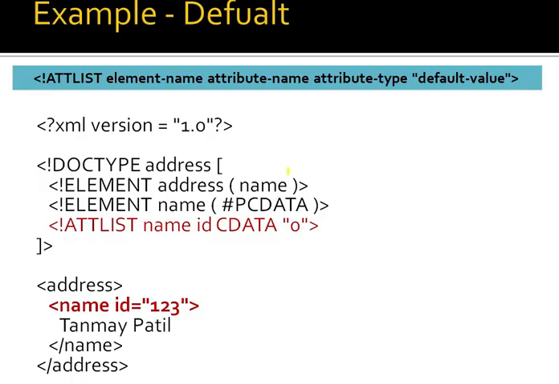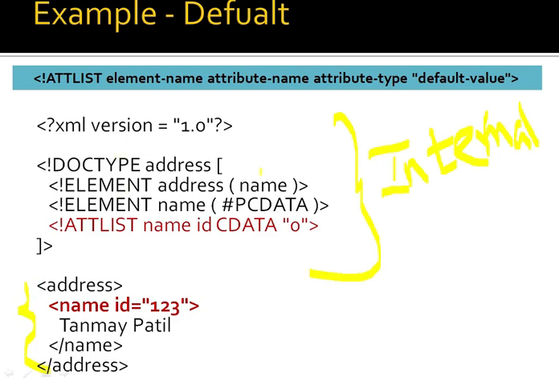We will take one simple example. If you see here, this is actually a DTD. What kind of DTD is this? This is an internal DTD. Why is it internal? Because the DTD is present in the XML file. So the DTD is present here in the XML file.